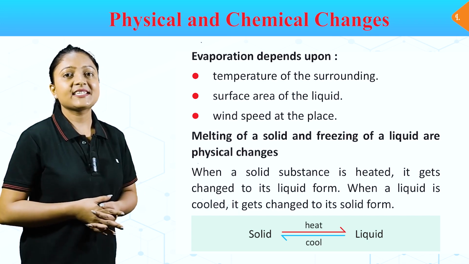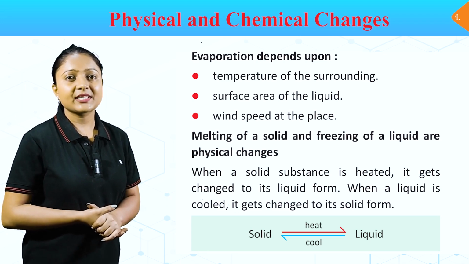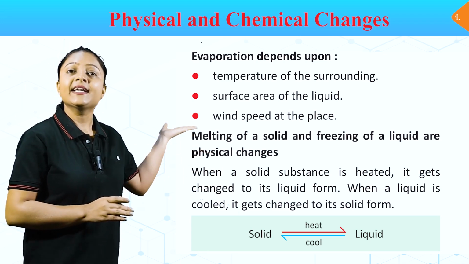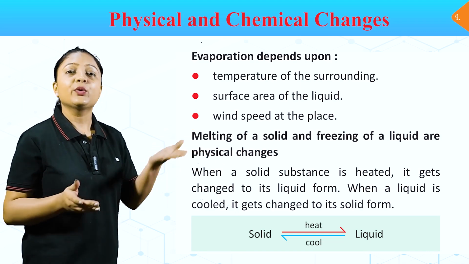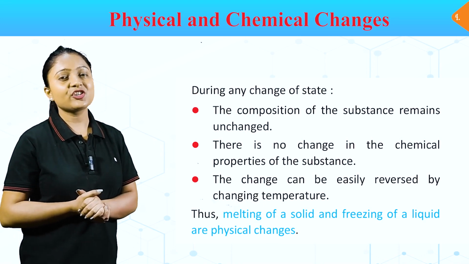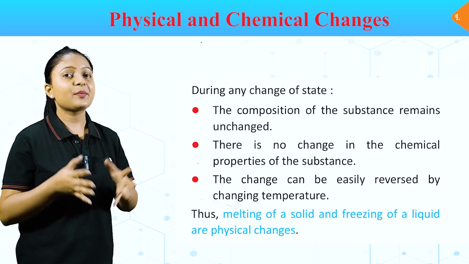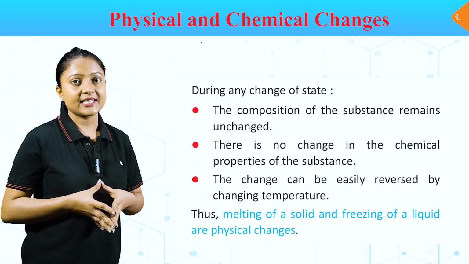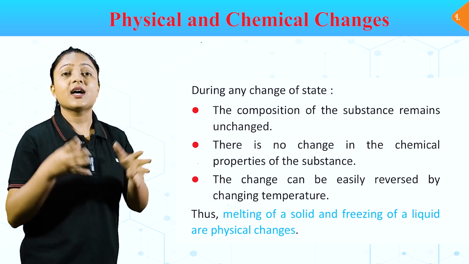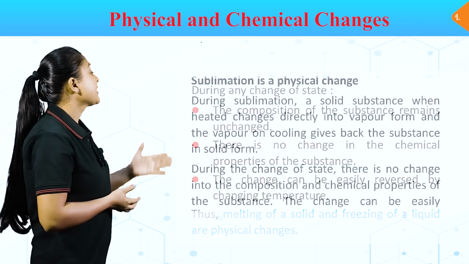When a solid substance is heated, it gets changed into its liquid form. When a liquid is cooled, it gets changed into its solid form. During any change of state, the composition of the substance remains unchanged. There is no change in the chemical properties of the substances. The change can be easily reversed by changing temperature. Thus, melting of a solid and freezing of a liquid are physical changes.